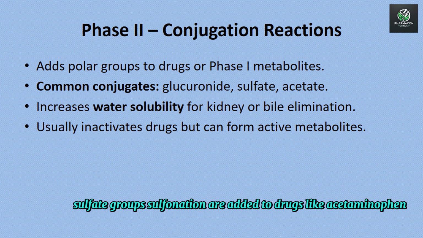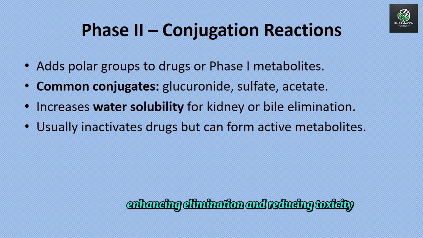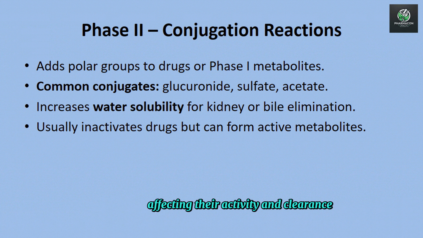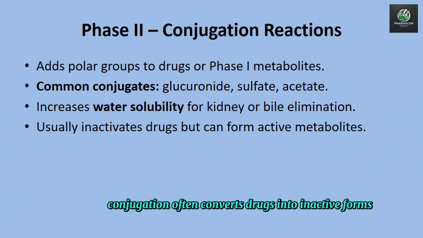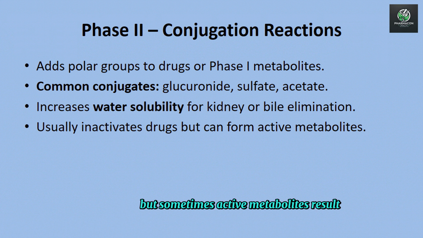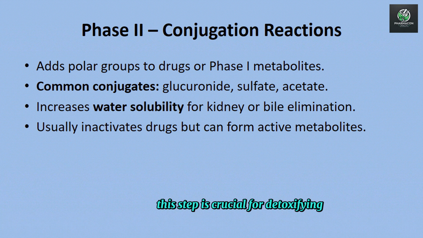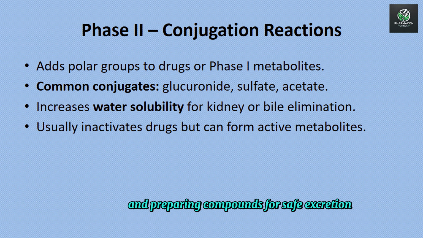Sulfate groups, sulfation, are added to drugs like acetaminophen, enhancing elimination and reducing toxicity. Acetate groups, acetylation, modify drugs such as isoniazid, affecting their activity and clearance. Conjugation often converts drugs into inactive forms, but sometimes active metabolites result, impacting duration and intensity of drug effects. This step is crucial for detoxifying and preparing compounds for safe excretion.